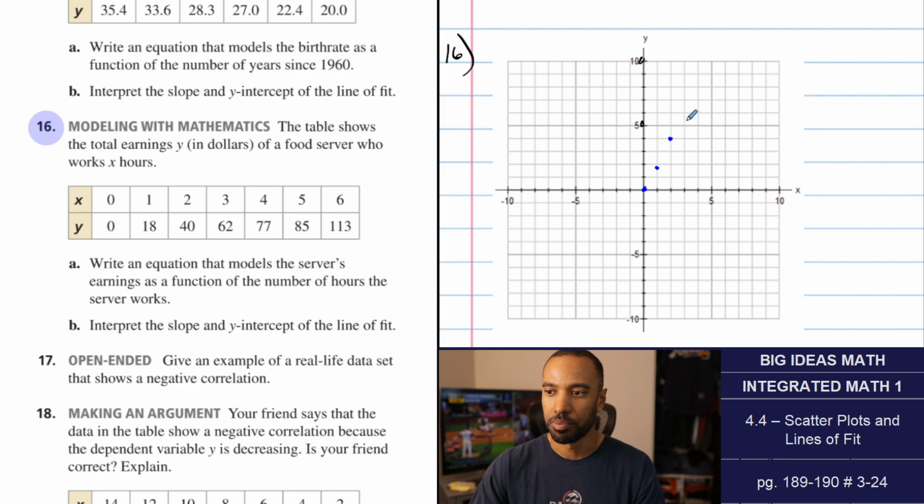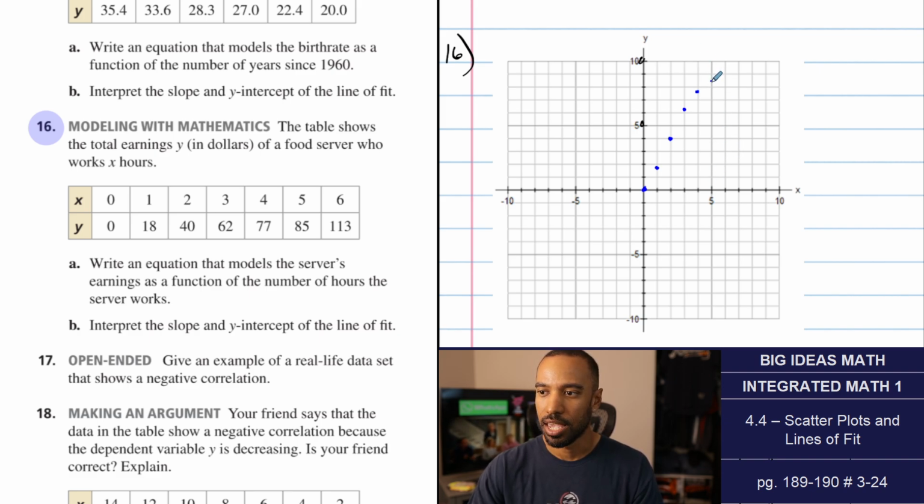3 comma 62. 4, 77. 60, 70, 77. 5, 85. Here's 80. 85's halfway in between. And 6, 113. This is the one that's going to go off. So here's 100. I'll say 110, maybe 113 about right there. So I did the best I could given how I went for scales.